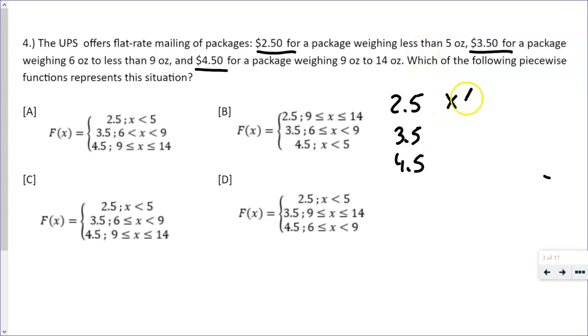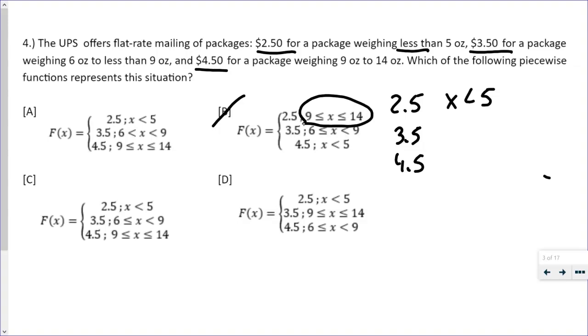Now, $2.50 says it's weighing less than 5 ounces. So now I know that my x is going to be less than 5 ounces. Is it going to be less than or equal to? No, because it doesn't state it. It says less only, okay? So looking at our graphs, I know that B cannot be it because these are wrong ounces for the price, okay? And then the other 3 answers seem like they are correct.